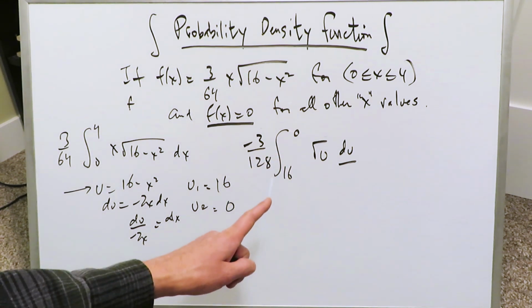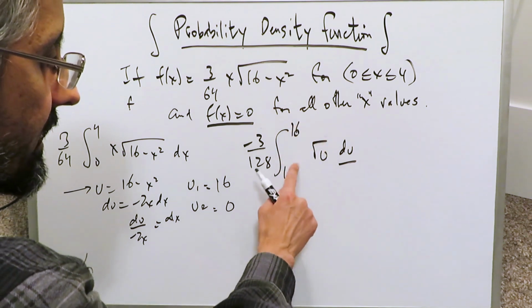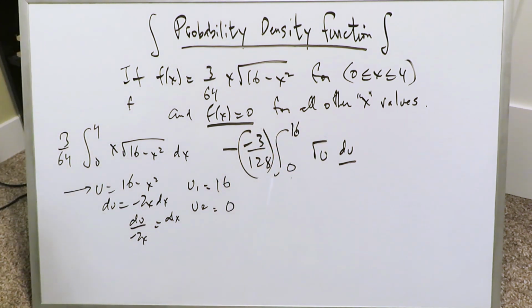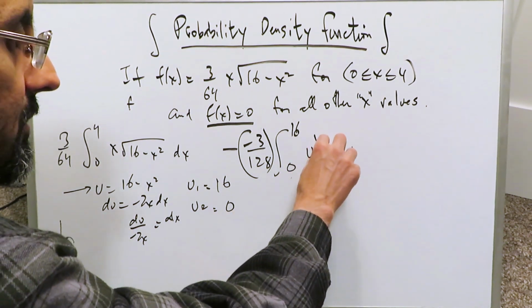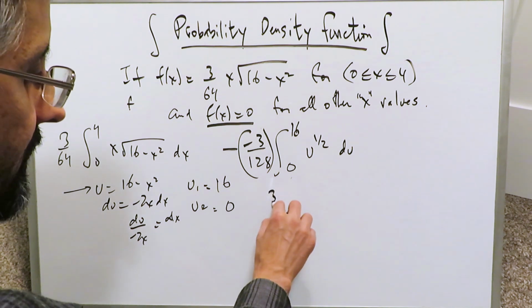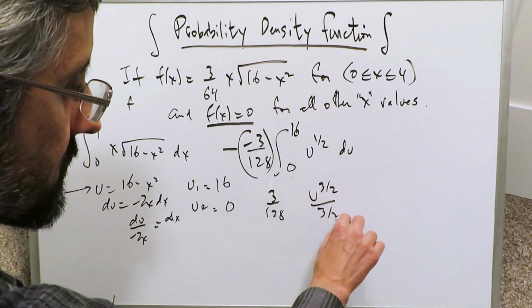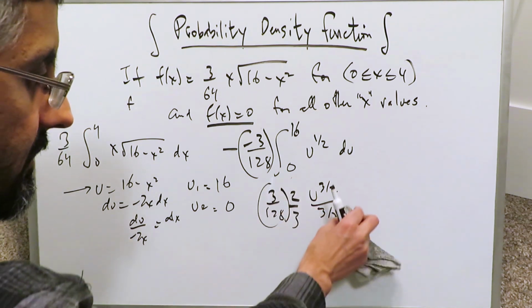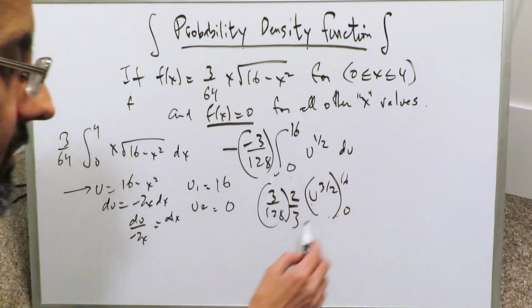But I don't like the appearance of those intervals at all. I want the bigger number back here, so I can do that, and I can flip the intervals around, but I need to bring a minus to do that flip. I want to convert this into an exponential form, which I will, u to the 1 over 2. When I integrate this, I have a 3 over 128. I have a u to the 3 over 2 over 3 over 2. This 3 over 2 really becomes a 2 over 3 when you flip the fraction around, and I'm doing that. I'm looking at everything here from a 16 and a 0.